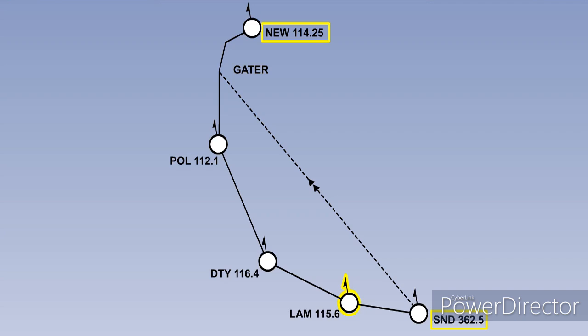There are beacons close to his route: Lambourne, Lima Alpha Mike; Daventry, Delta Tango Yankee; and Pole Hill, Papa Oscar Lima. If he were to fly from one beacon to the next, it would not be the shortest route.